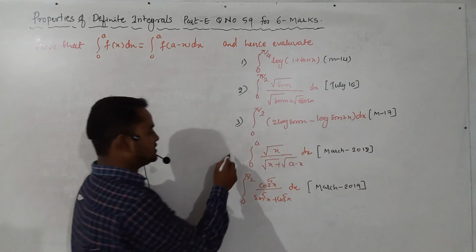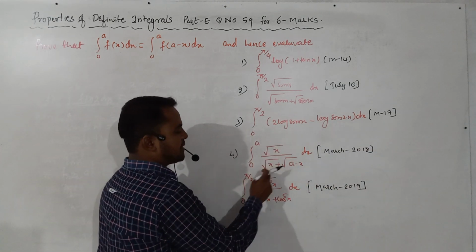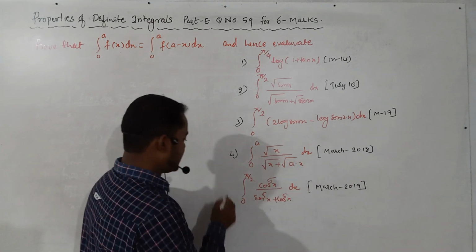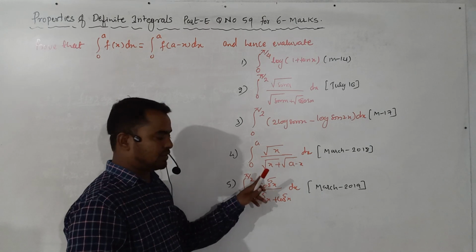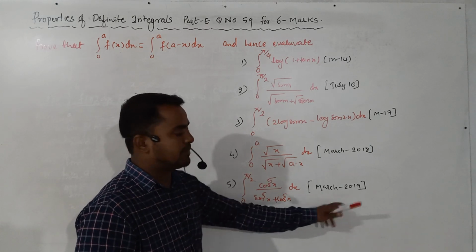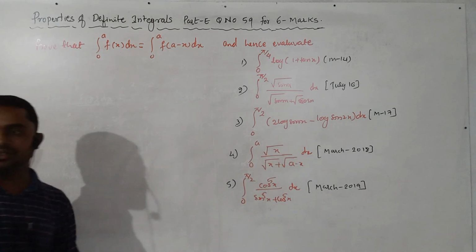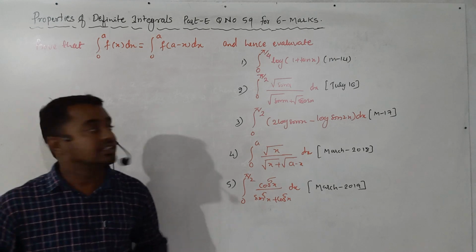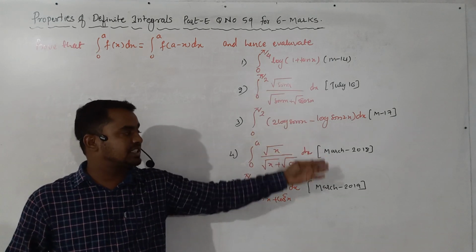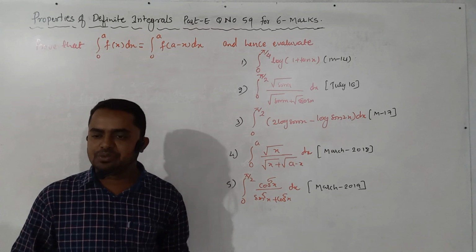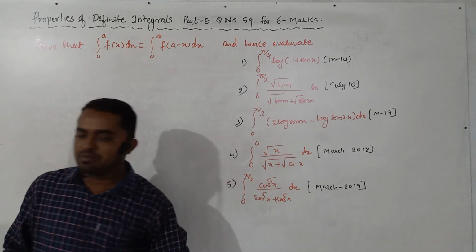Then the fourth one: 0 to a root x divided by root x plus root a minus x dx, that is March 2018. Then the fifth: 0 to pi by 2 cos raised to 5x divided by sin raised to 5x plus cos raised to 5x dx, March 2019. So these are the problems that have been asked in previous years: March 2014, July 2016, March 2017, March 2018 and March 2019. Let us first prove the property, then we will solve the problems one by one.